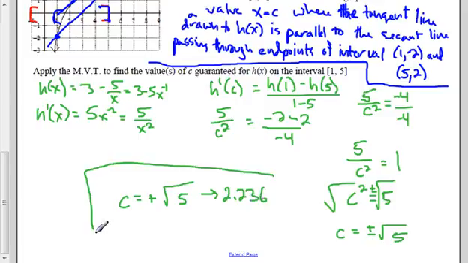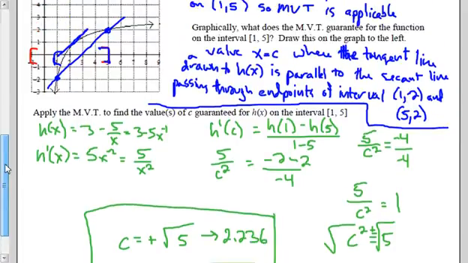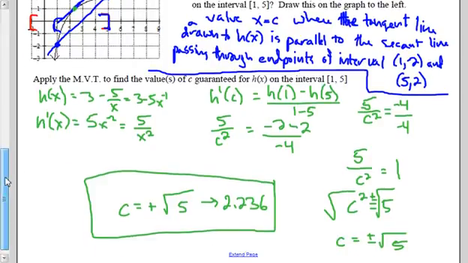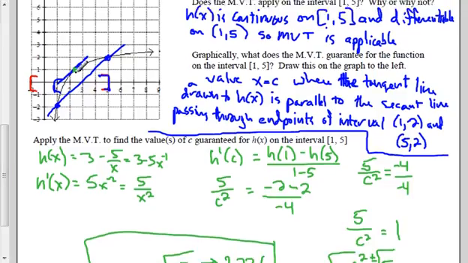2.236. And let's see if that's where I drew my tangent line. We'll say it's right there. And that looks like it's a little bit above 2, but less than 3. So close enough. Okay, but that guarantees me that at that 2.236, or positive square root of 5, the tangent line at that point is going to have the same exact slope, or be parallel to this secant line. Okay, that's going to be it for part 3, and one more problem, or one more page on the notes.